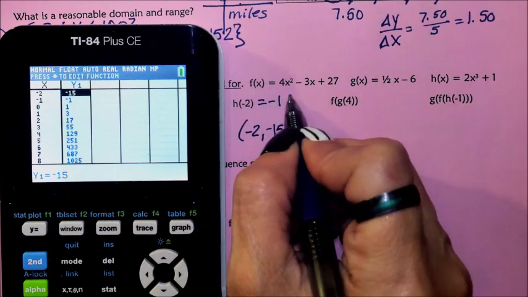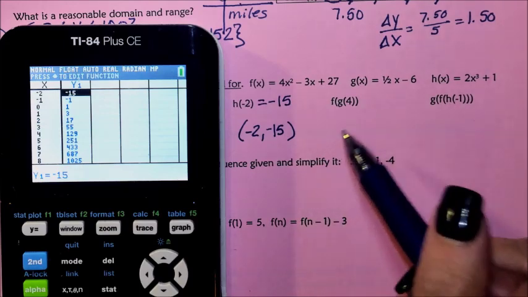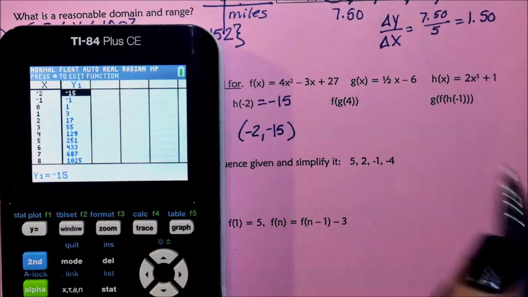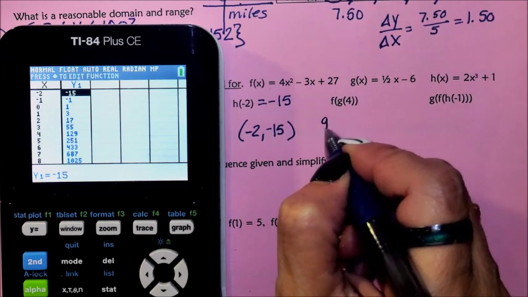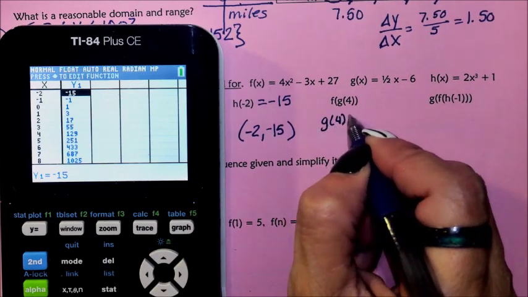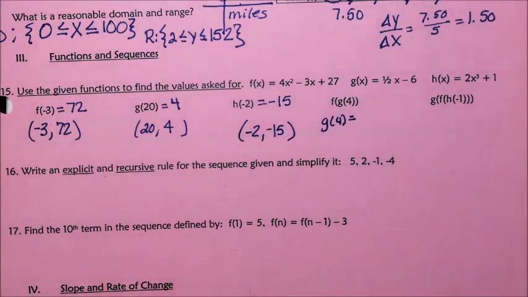So this is negative 15. All right, f of g of negative 4. So we need to work from the inside out. So let's find g of 4. Let's get that value. And I don't think we have that one yet.